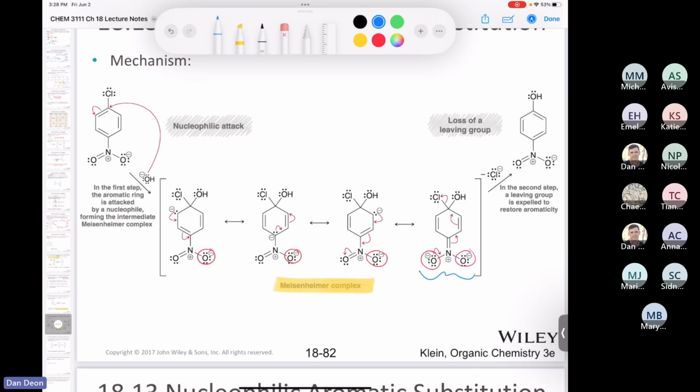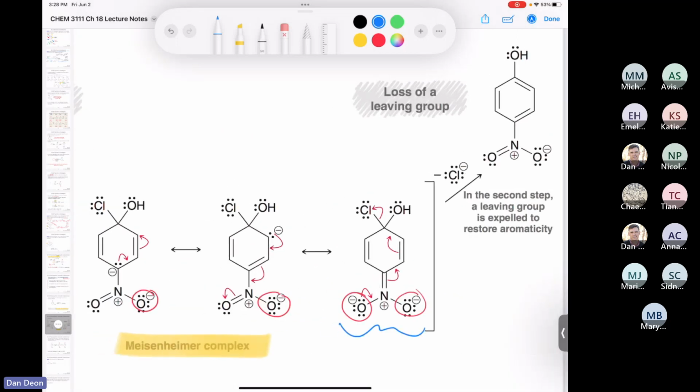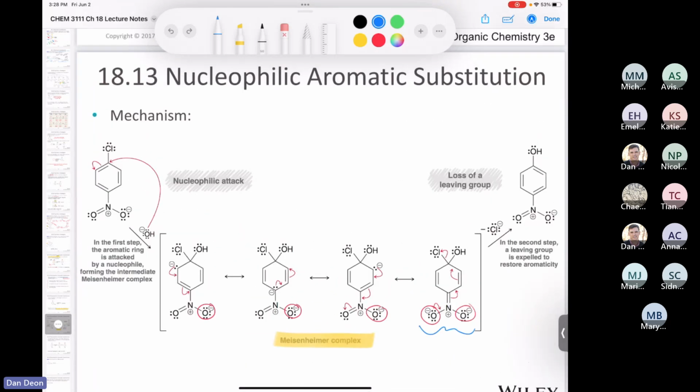So you can see it's not just a simple loss of leaving group, one arrow. It's actually a collection of what? 1, 2, 3, 4 arrows that have to be drawn in order for the chlorine to be expelled. So there you go. So there's your Meisenheimer complex and your loss of leaving group.